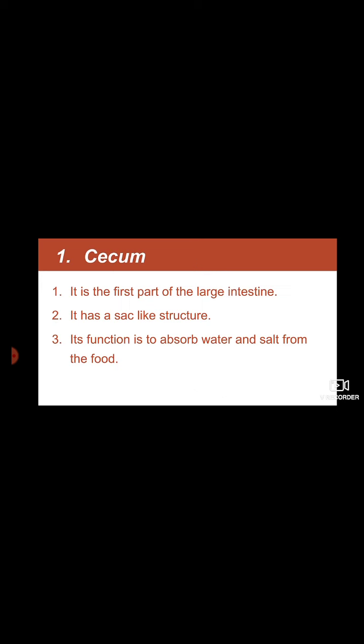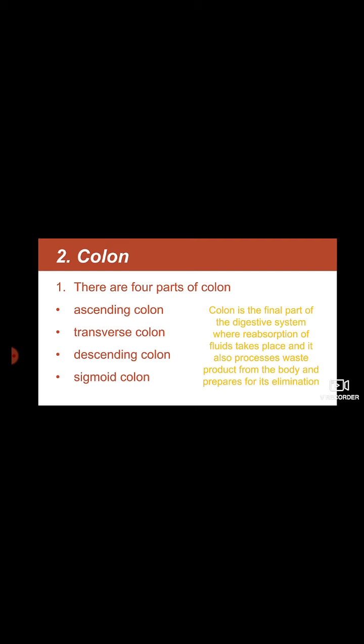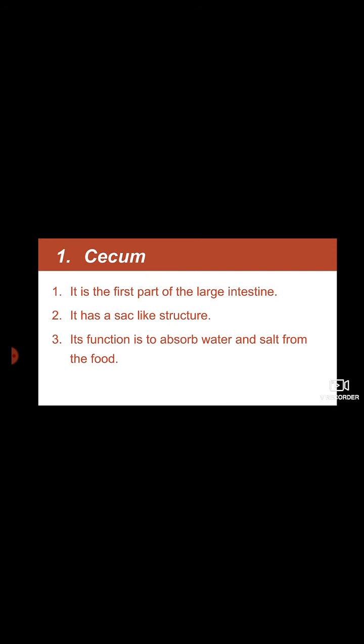Now, the first part of the large intestine, the cecum. It is the first part of the large intestine. It has a sac-like structure, and its function is to absorb water and salt from the food. And the other one, the colon. There are four parts of the colon: ascending colon, transverse colon, descending colon, and sigmoid colon.